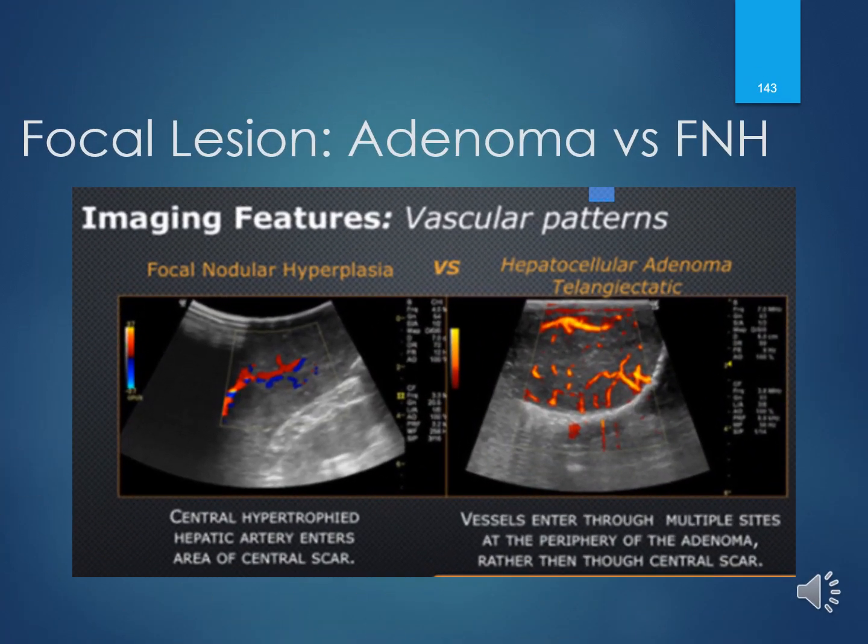That focal nodular hyperplasia is going to have arteries entering the area of the central scar and then spoke out. Hepatocellular adenoma is going to have vessels throughout multiple sites in the periphery, but it's not coming in through that central scar.